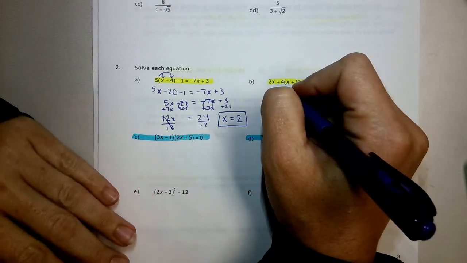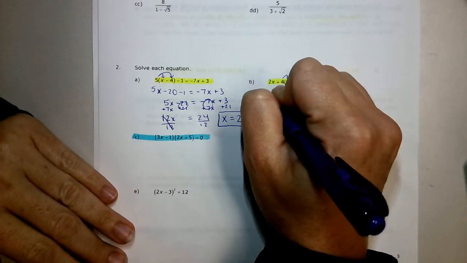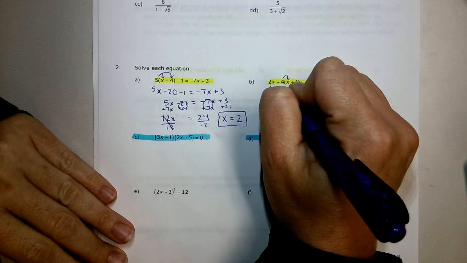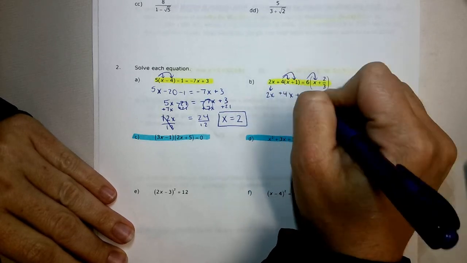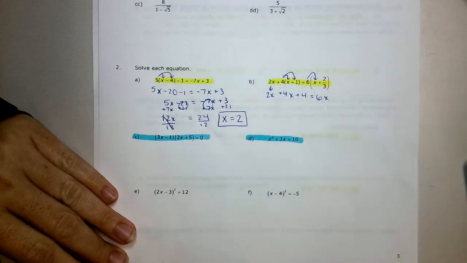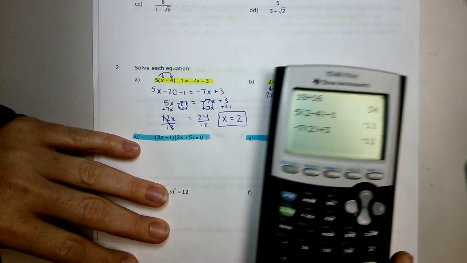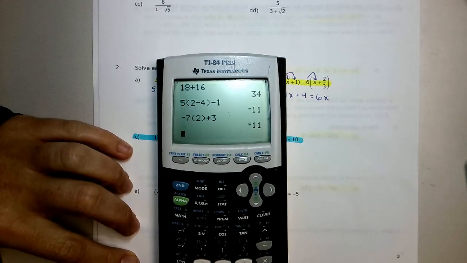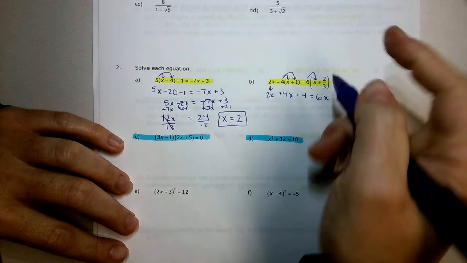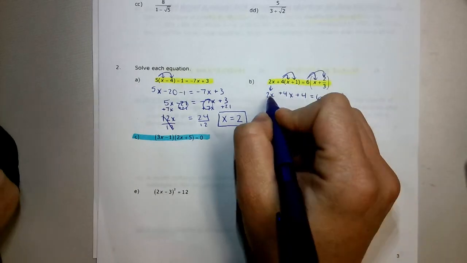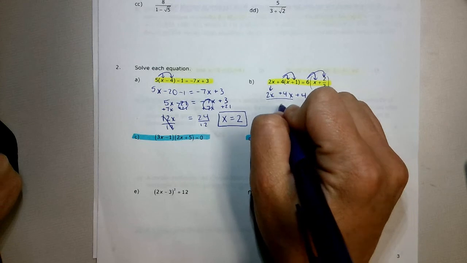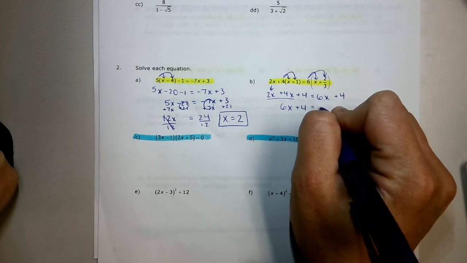Here, again, we're going to distribute first. So 4 times x, I'm going to bring that 2x down first, is 4x plus 4 equals 6x. Well, if you struggle with fractions, you can multiply it in your calculator using parentheses. So 6 times 2 divided by 3, and that gives us 4. And I'm going to combine my x's first, so I get 6x plus 4 equals 6x plus 4.